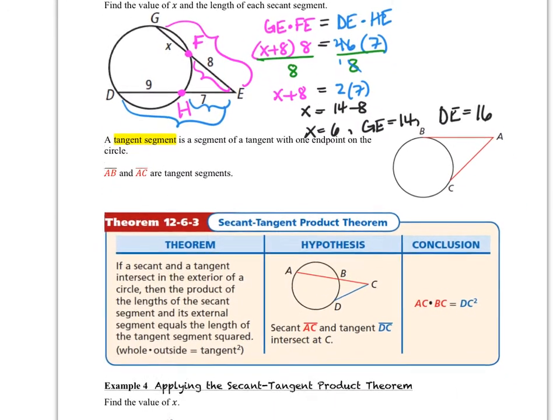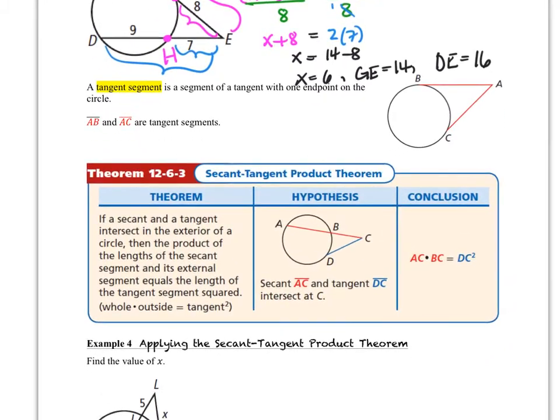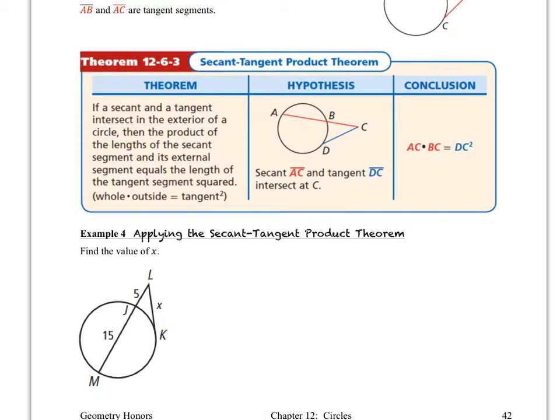We have something called a tangent segment, which is a segment of a tangent with one endpoint on the circle. So segment AB and segment AC are tangent segments. And we have, of course, a theorem about those. 12-6-3 says, if a secant and a tangent intersect in the exterior of a circle, then the product of the lengths of the secant segment and its external segment equals the length of the tangent segment squared. Oh my goodness, what does that mean? That just means this times this equals this squared. That's it. So we will be able to carry that through in example number 4.